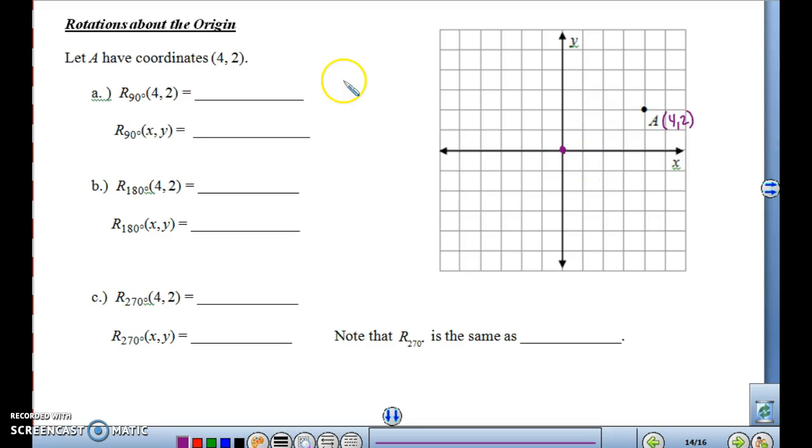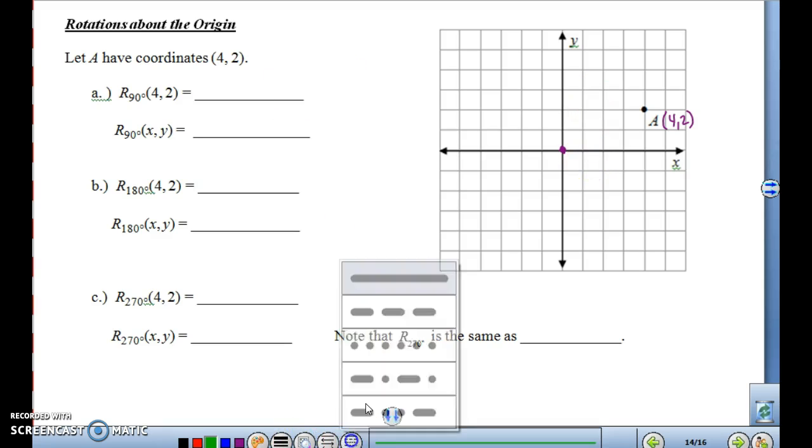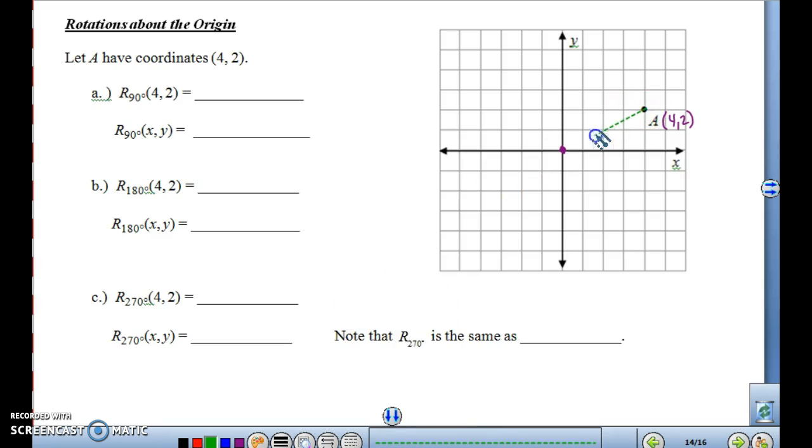So if I want to turn this 90 degrees, let me do a dotted line so you can see what I'm talking about here. I am going to use the origin as my fixed point, and I want to go 90 degrees. If I can draw a 90-degree angle here, I would end up like so, at the point here. So A prime right here would be at negative 2, 4.